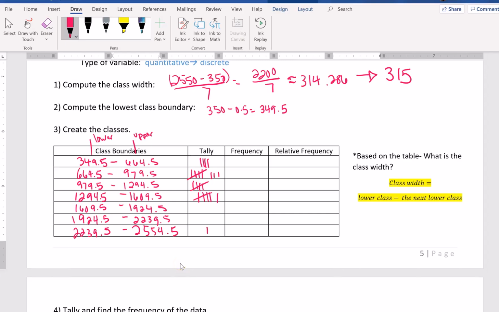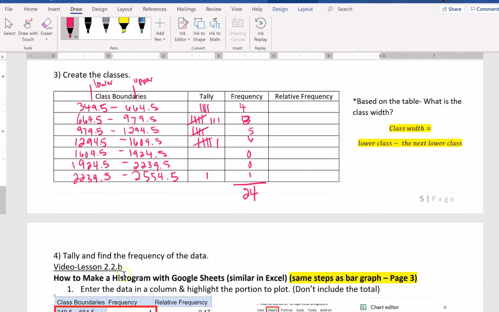So you're just going to make those tallies into numbers. So we have 4, 8, 5, 6, 0, 0, and 1. You can total those up, you get 24. Right, because we're tallying and finding the frequency.